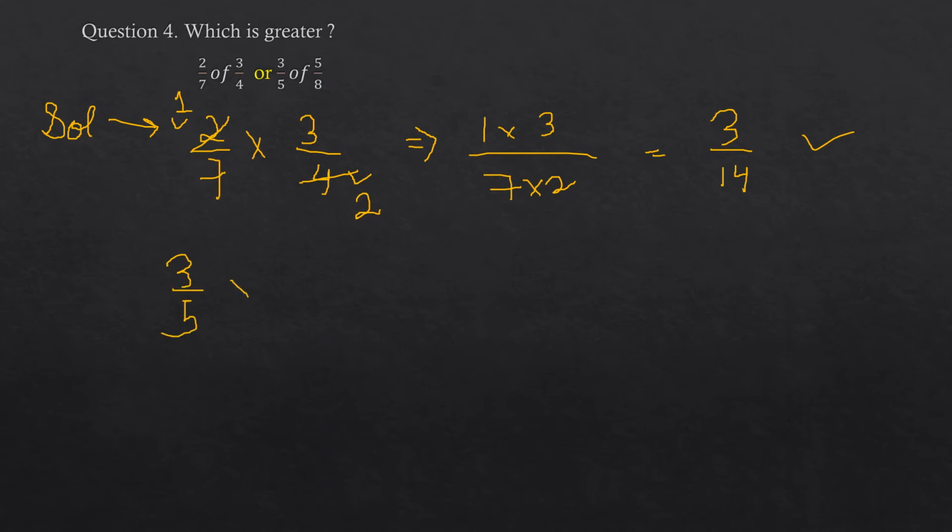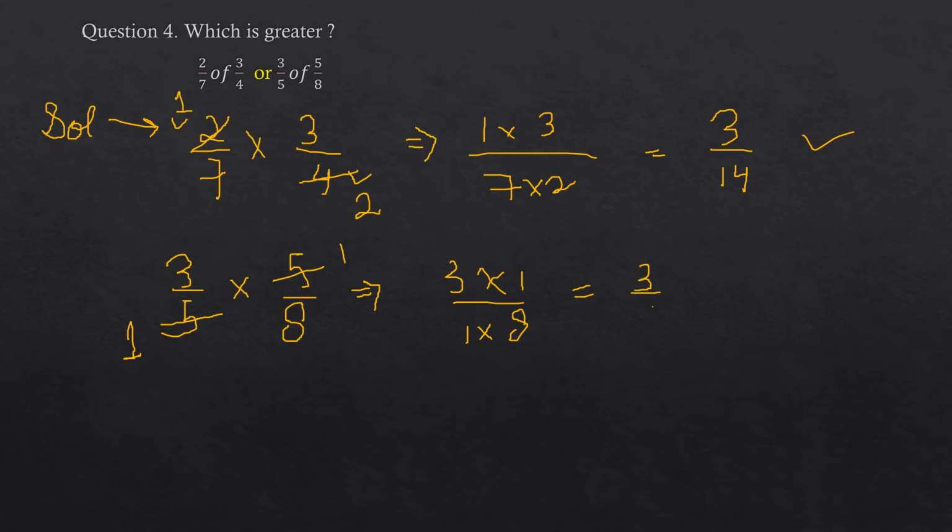Now let's simplify the second one also. 3 by 5 of 5 by 8. Here 3 and 8 do not have any common factor, but 5 and 5 have a common factor, that is 5. 5 divided by 5 gives us 1, and 5 divided by 5 gives us again 1. Now we do not have any common factor between any numerator and denominator, hence we will just take the product of numerators and product of denominators. 3 into 1 gives us 3, and 8 into 1 gives us 8.